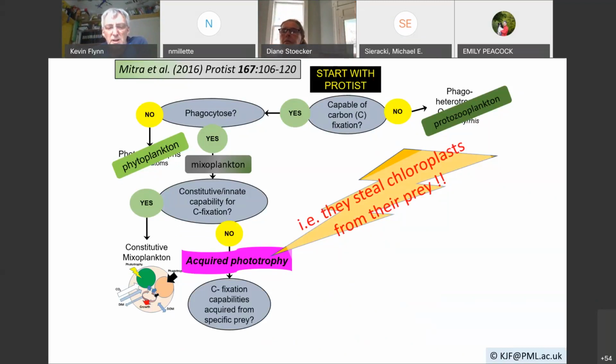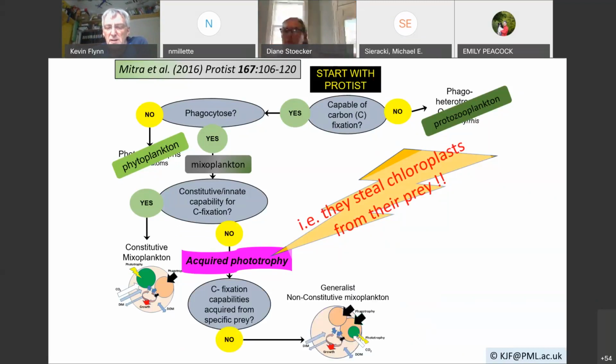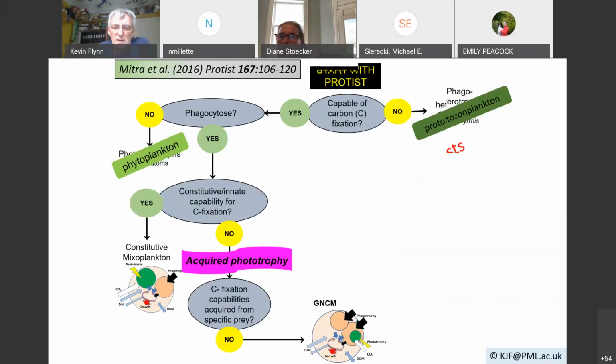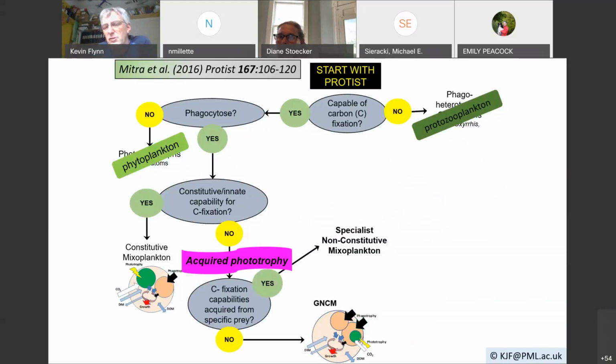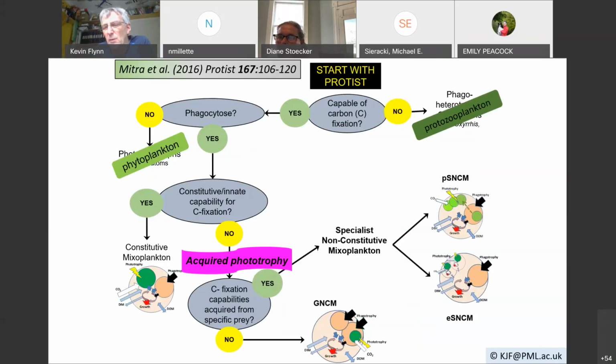Do they need specific prey? If they don't need specific prey, then these are generalists, non-constitutive. So they're non-constitutive in that they can't do it on their own. They're generalists not because they can steal their chloroplasts from anything, but that they don't have to steal it from just one type of prey. Otherwise, you have specialist non-constitutives, and we split these into plastidic or endosymbiotic forms.